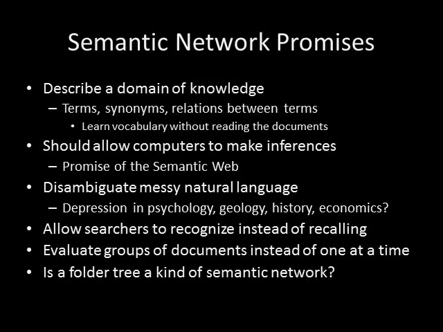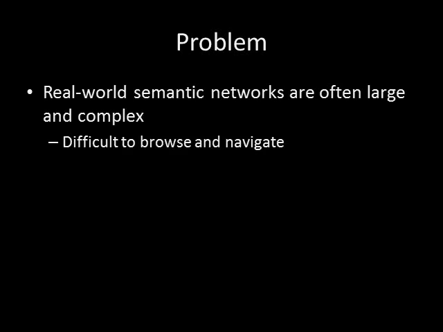So we have all these promises, and the problem we have is real-world semantic networks are often large and complex. The bigger the domain and so forth, history grows, and that becomes difficult to browse. So I looked into the case of LCSH, Library of Congress subject headings. It's all over the world in most of the world's academic libraries. And it's a very good example of trying to describe the world's knowledge over the past 120 years. So we've got an actual real-world example of trying to make this work.